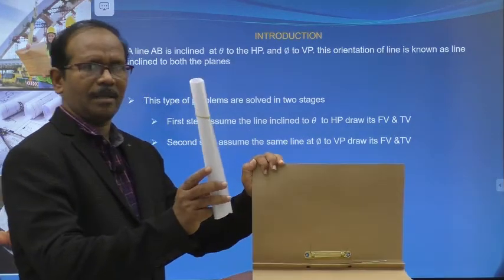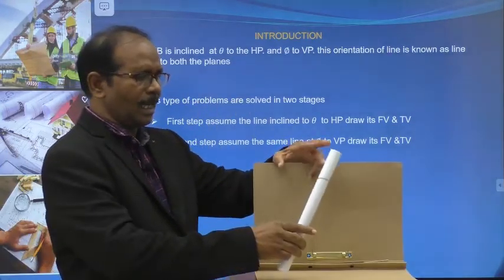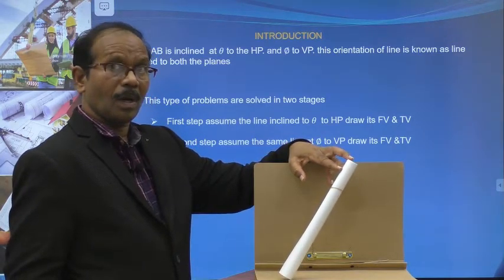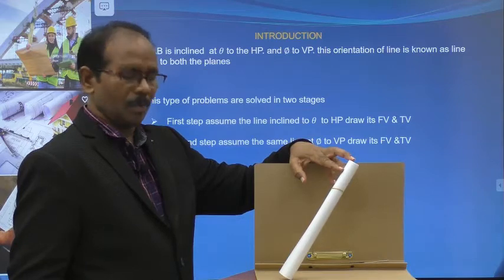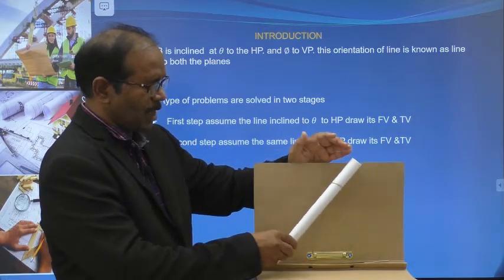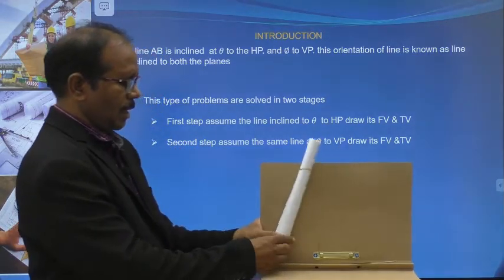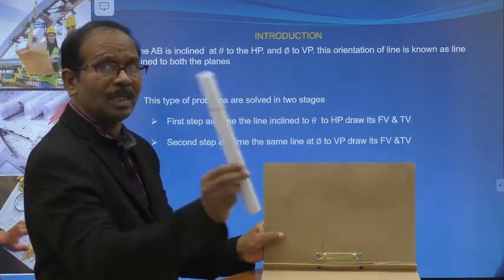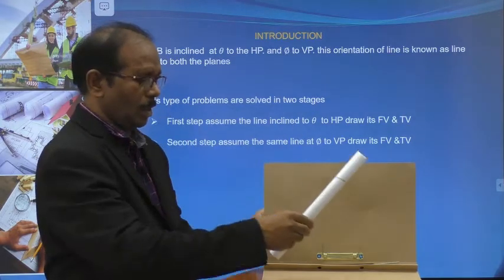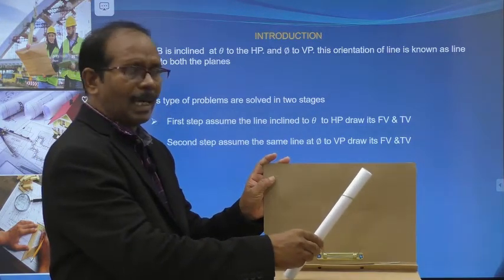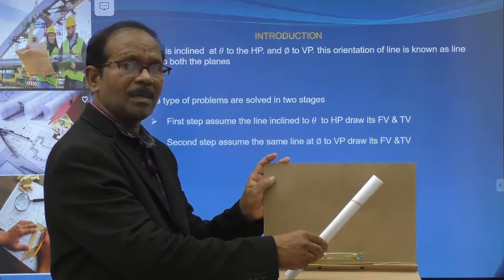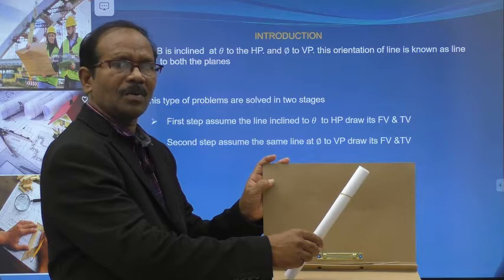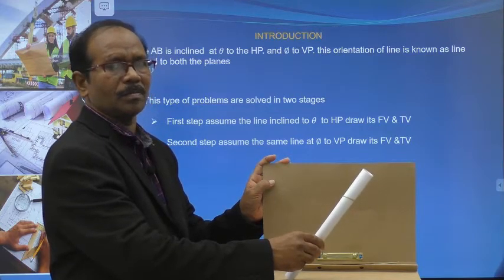Say this is the line AB. Assume the line inclined to the horizontal plane, so this is the position. Draw its front view and top view. This is the front view, say A dash and B dash, equal to this length. This is the position of a line inclined theta degrees. In place of theta, we will be given 30 degrees, 40 degrees, and so on.